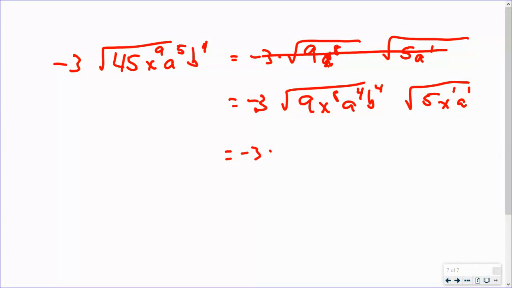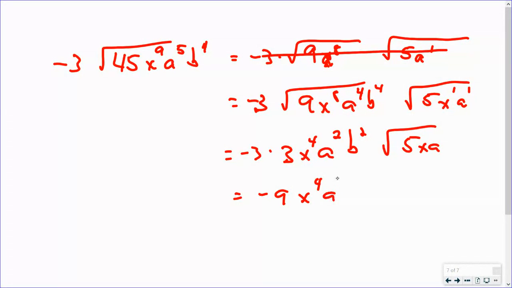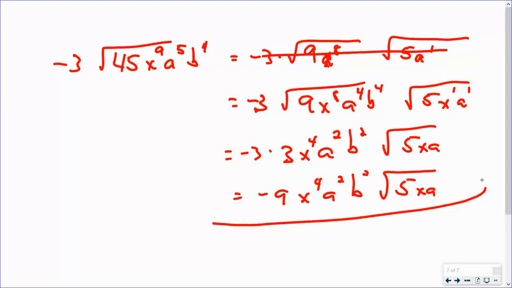-3 times the square root of 9 is 3. Half of 8 is 4. Half of 4 is 2. Half of 4 is 2. And 5xa stays inside. Well, -3 times 3 is -9. So we get -9x to the fourth, a to the second, b to the second, square root of 5xa. And there we go. This is about as much as I can throw at you.